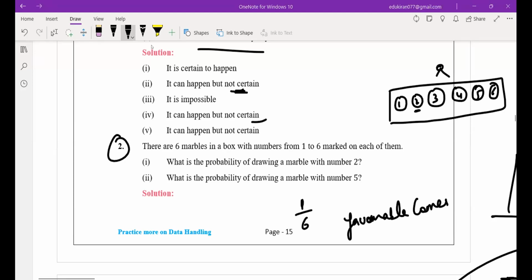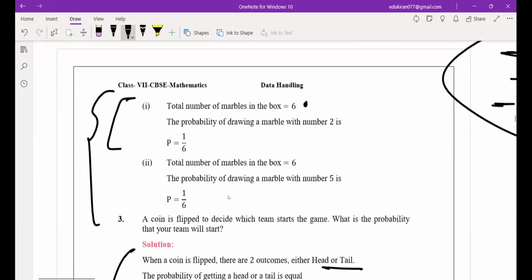Tashin, you got it? Can you hear me? Yes, ma'am, I got it. Okay. So for the next one, tell me, Tashin, second one, what is the probability of drawing a marble with number 5? How many 5s are there? 1. So what is the total? 1 by 5? Huh? Total. 1 by 6. Yes, right? So for both, it will be this.